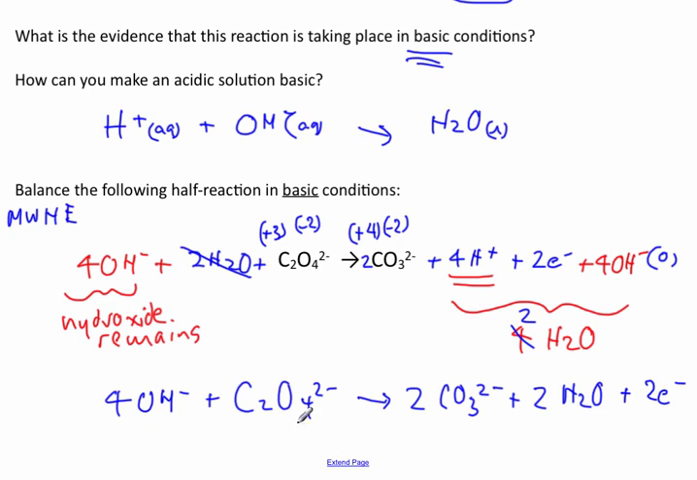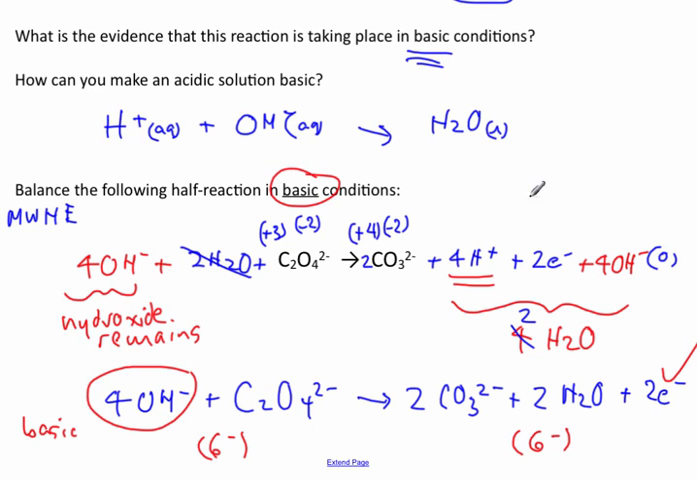Charge: 4 minus and 2 minus. That's 6 minus charge. And on the reactant side, I have 4 minus and 2 minus. That's 6 minus on the product side. So this is balanced. So that's a balanced half reaction, and it's in basic conditions. That means it's basic, just like the question asked.